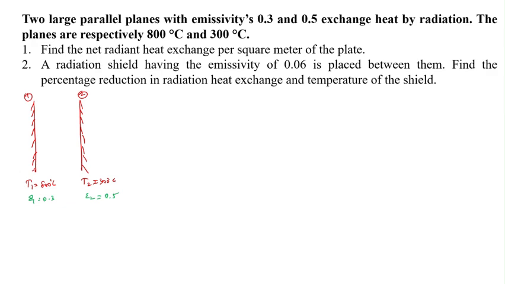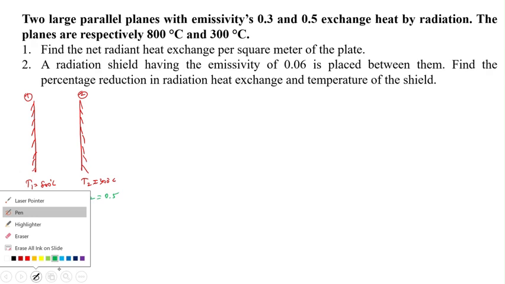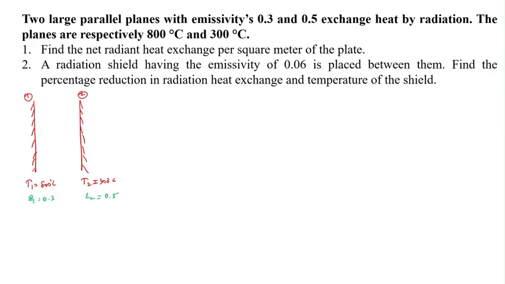In the first case, we are going to find the net radiated heat energy between these two plates. So first we solve the problem number one, subdivision one. For finding the heat transfer between plates 1 and 2, we have a formula: Q1 to 2 is equal to epsilon bar sigma A into T1 to the power 4 minus T2 to the power 4.